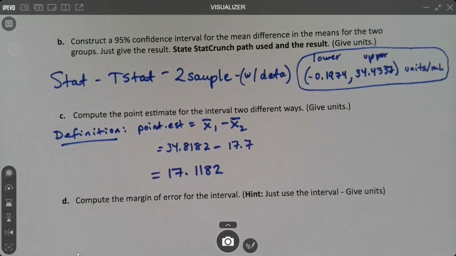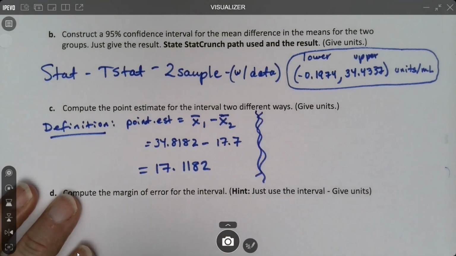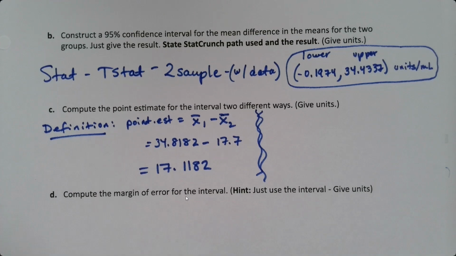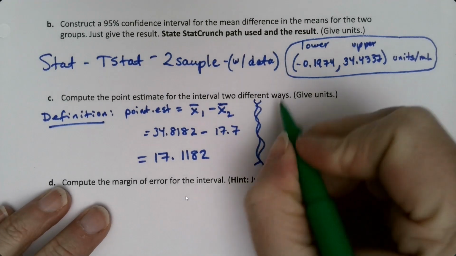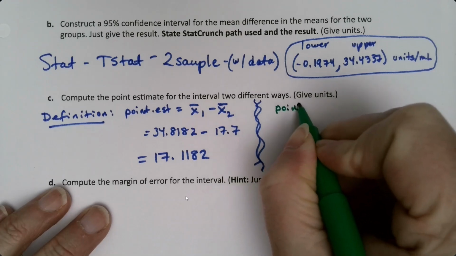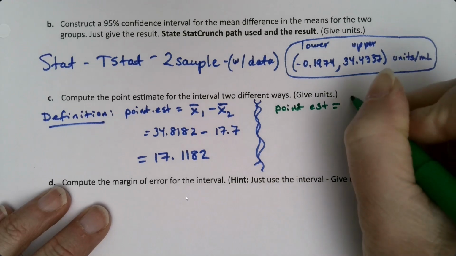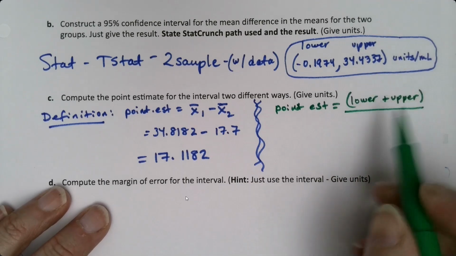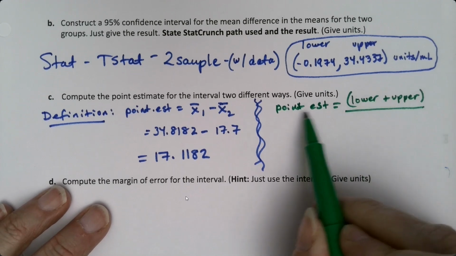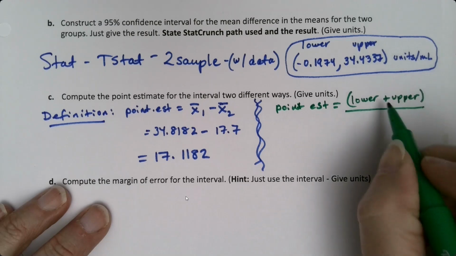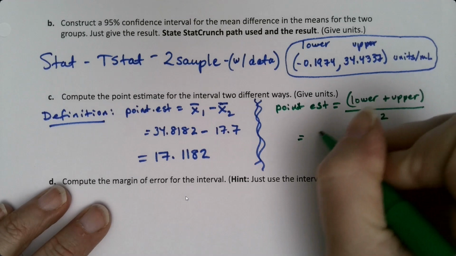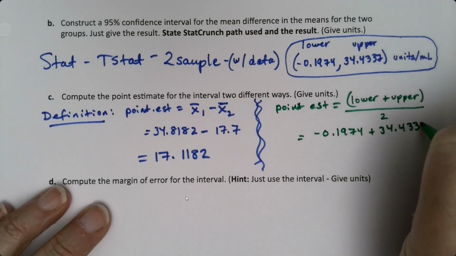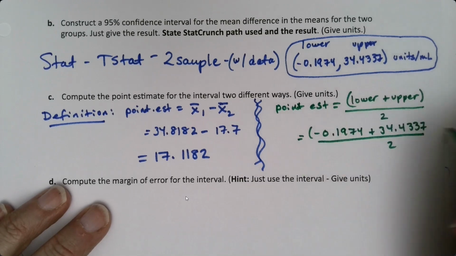A little review. Remember that we also learned back in chapter 9 that a point estimate for a confidence interval like this is the lower plus the upper divided by 2. So it's sort of a cheating formula. It's not the official formula. The official formula I've actually blocked because it's so tricky. But this is a way to kind of get around it. Because of the way our confidence intervals are constructed, we know that the point estimate will be in the middle of the interval. So if you take your lower number and your upper number and you add them up and divide by 2, you'll have it. So if I take negative 0.1974 and I add 34.4337 and I divide by 2, put it in parentheses so that you do it correctly.